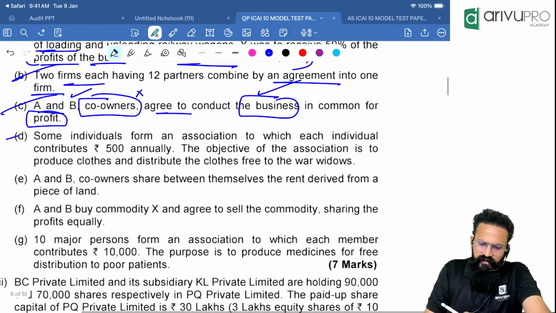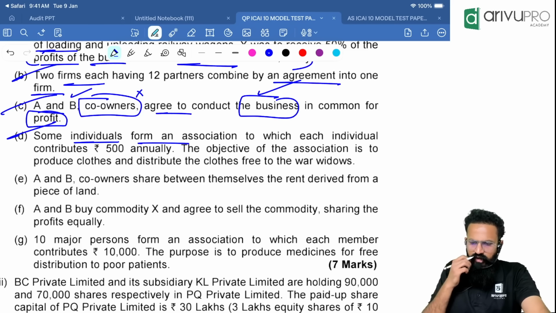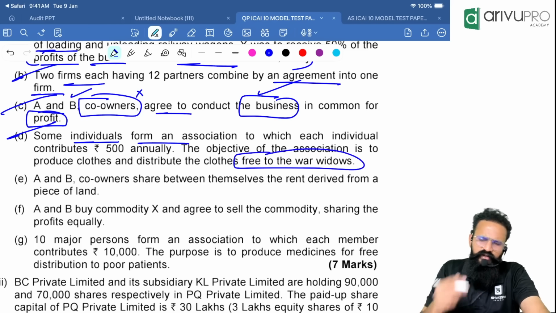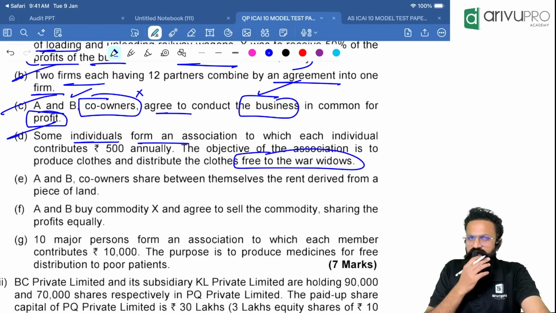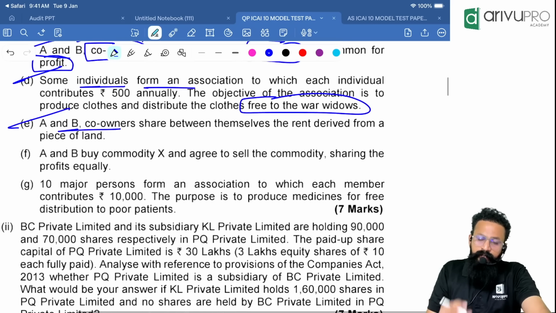Yes. Some individuals form an association to which each individual contributes 500 annually. The object of the association is to produce clothes and distribute clothes free to the war widows. People remember, partnership means you have to earn the profits. Free means no, not a partnership. Business is mandatory.